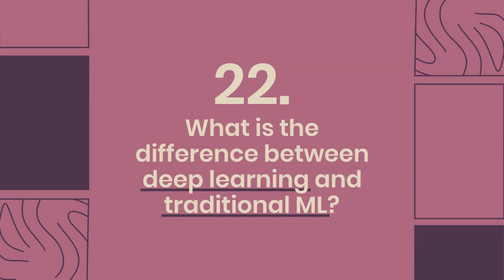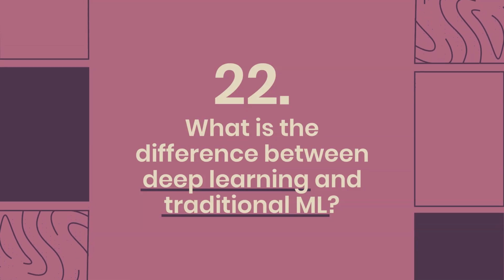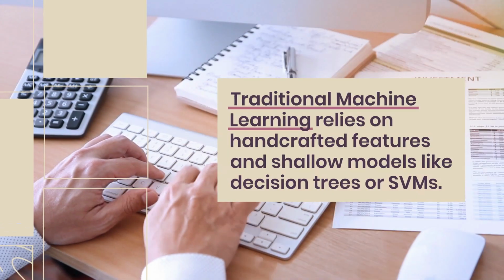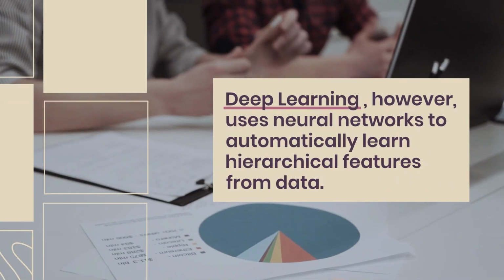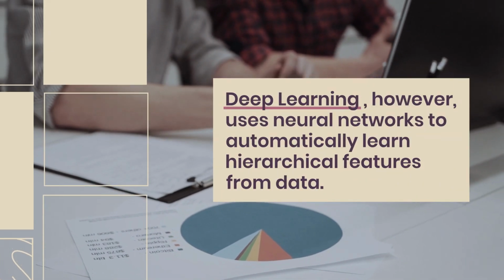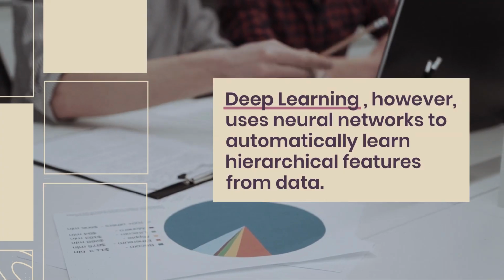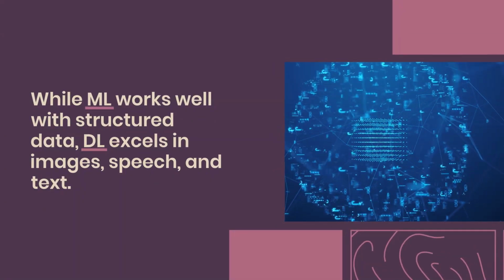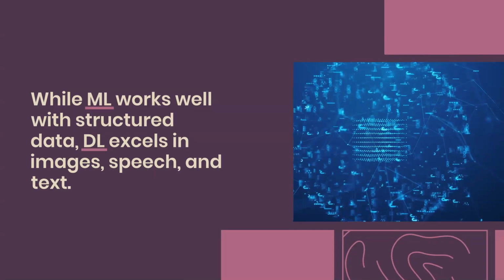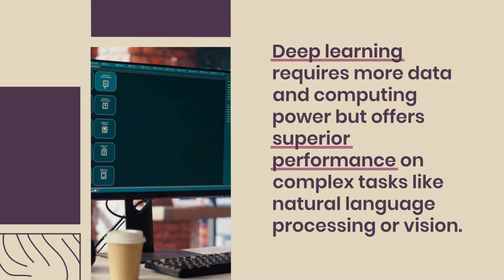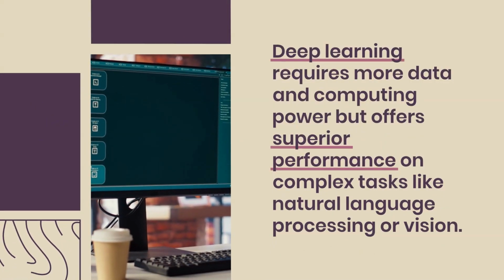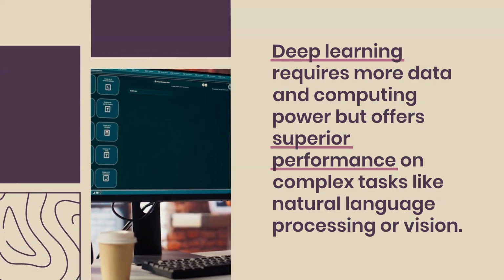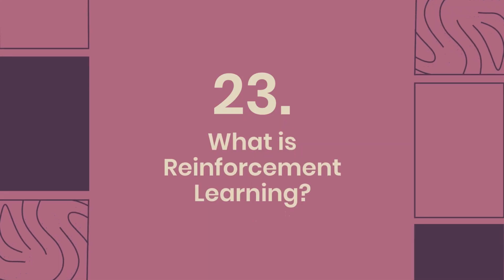22. What is the difference between deep learning and traditional ML? Traditional machine learning relies on handcrafted features and shallow models like decision trees or SVMs. Deep learning, however, uses neural networks to automatically learn hierarchical features from data. While ML works well with structured data, DL excels in images, speech, and text. Deep learning requires more data and computing power but offers superior performance on complex tasks like natural language processing or vision.